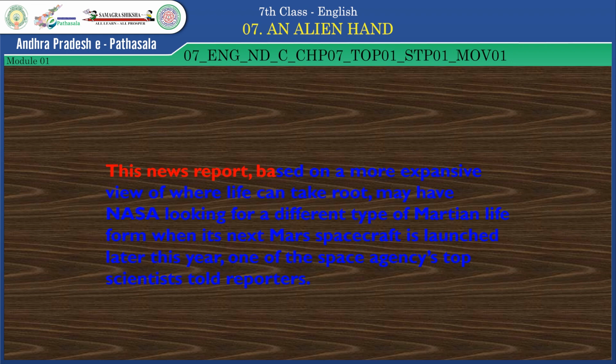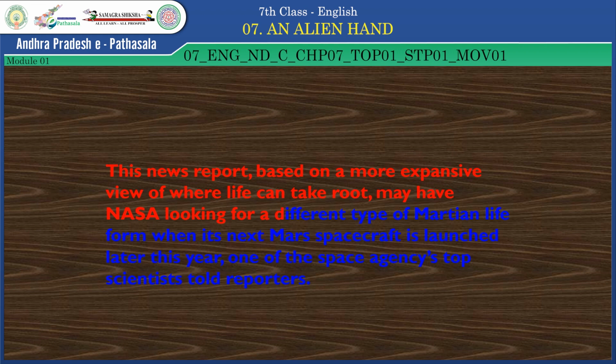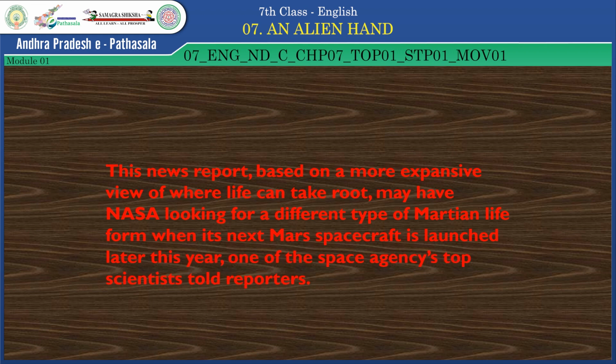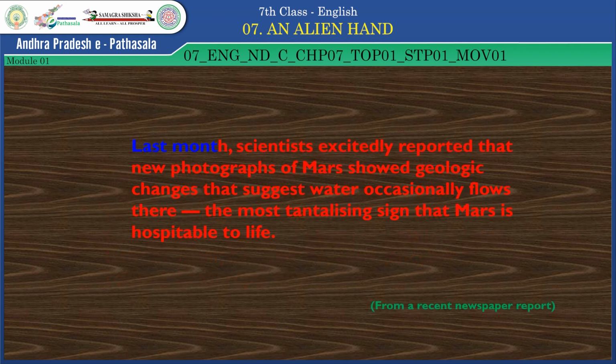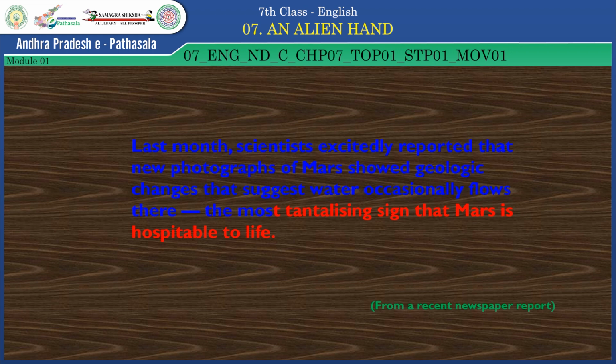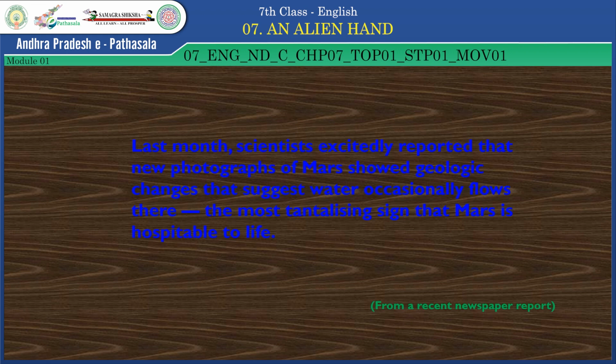This news report, based on a more expansive view of where life can take root, may have NASA looking for a different type of Martian life when its next Mars spacecraft is launched later this year, one of the space agency's top scientists told reporters. Last month, scientists excitedly reported that new photographs of Mars showed geological changes that suggest water occasionally flows there, the most tantalizing sign that Mars is hospitable to life, from a recent newspaper report.